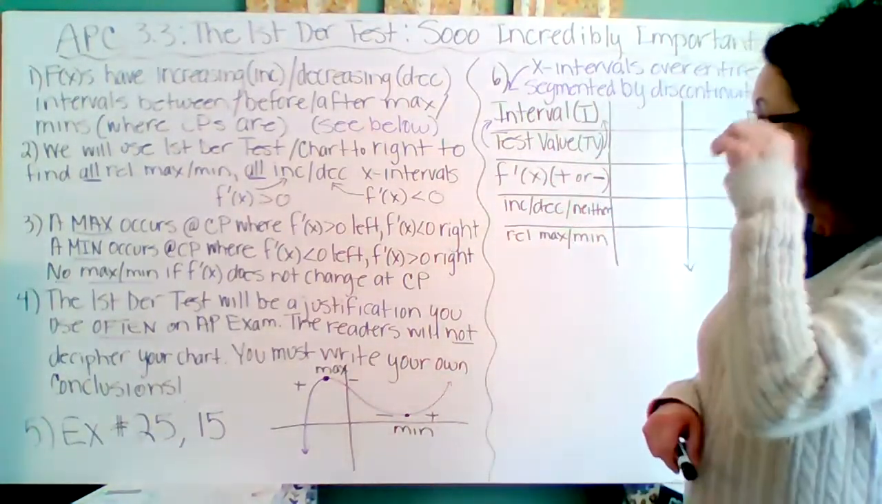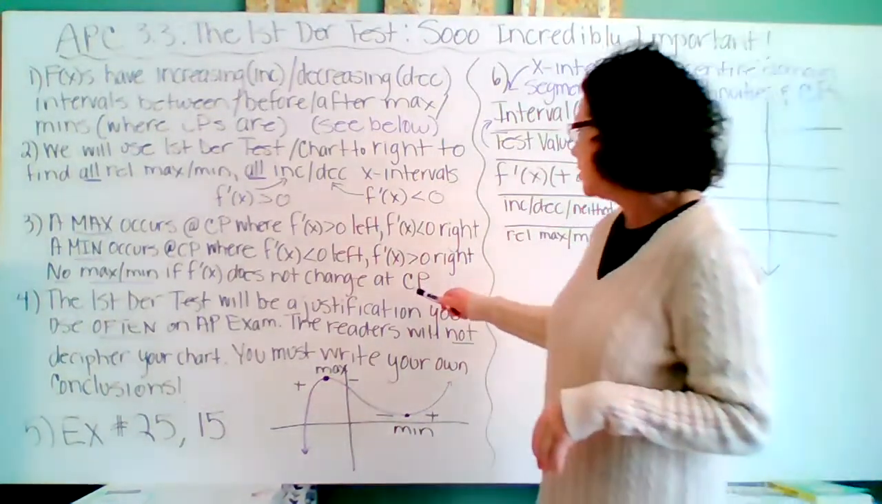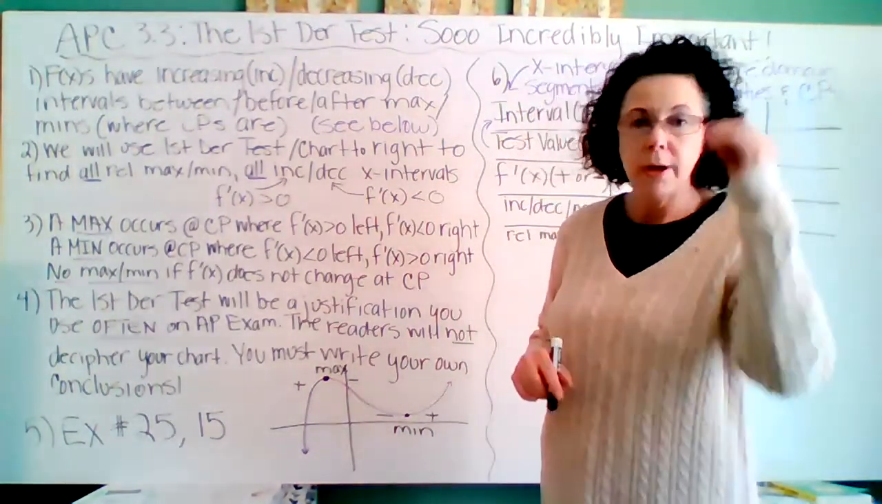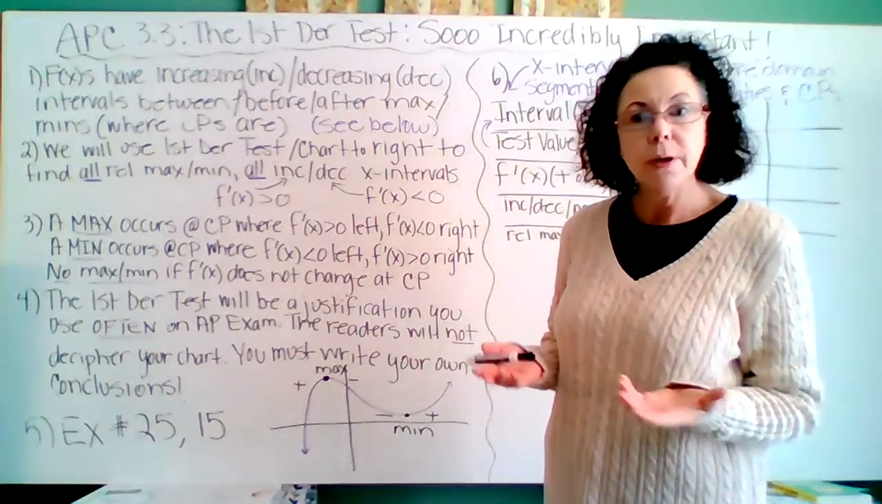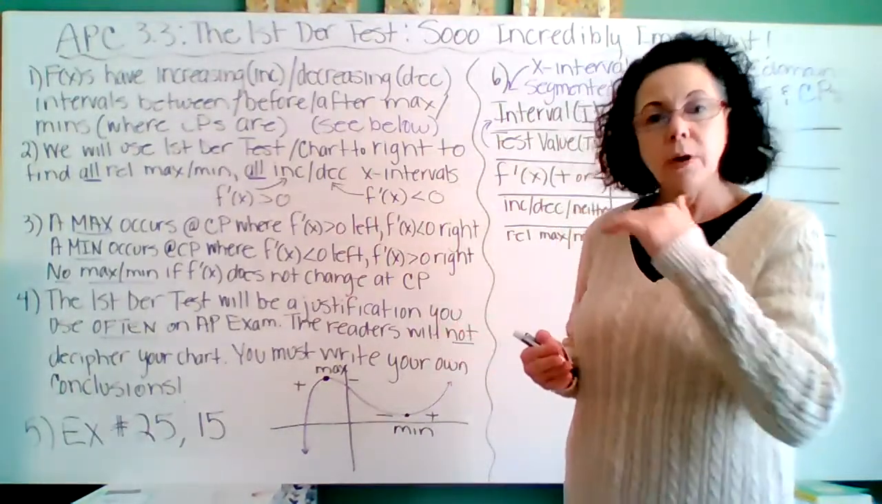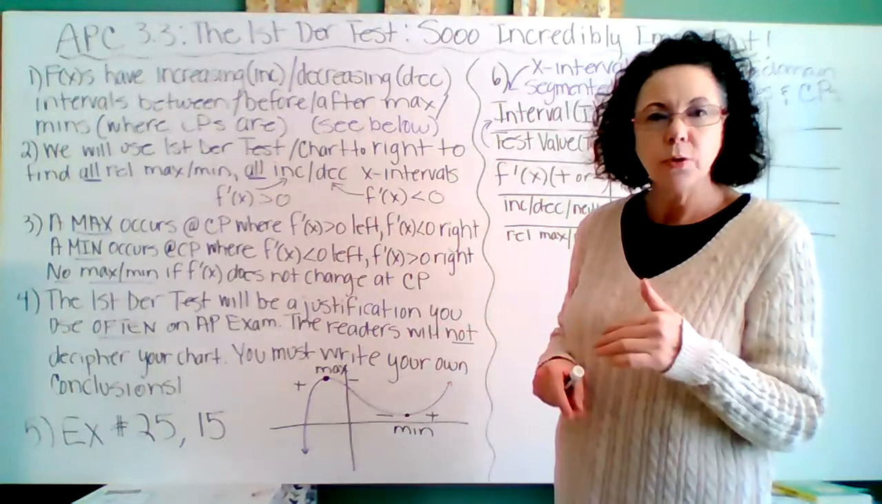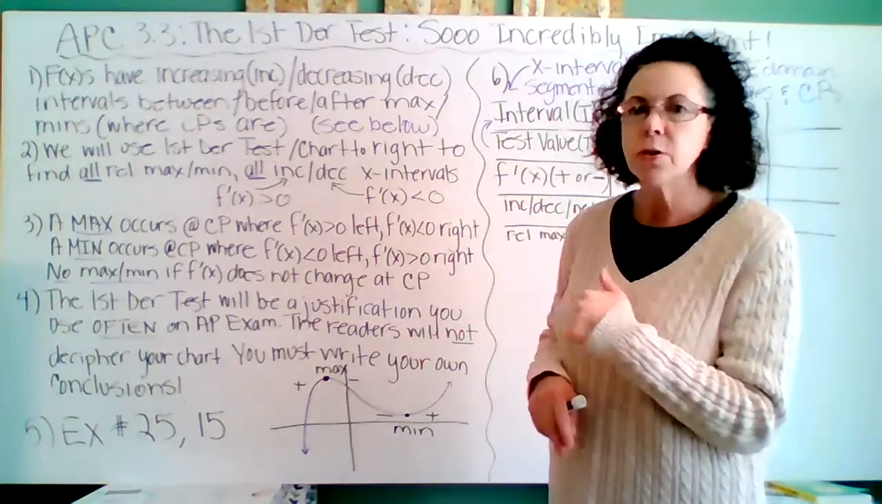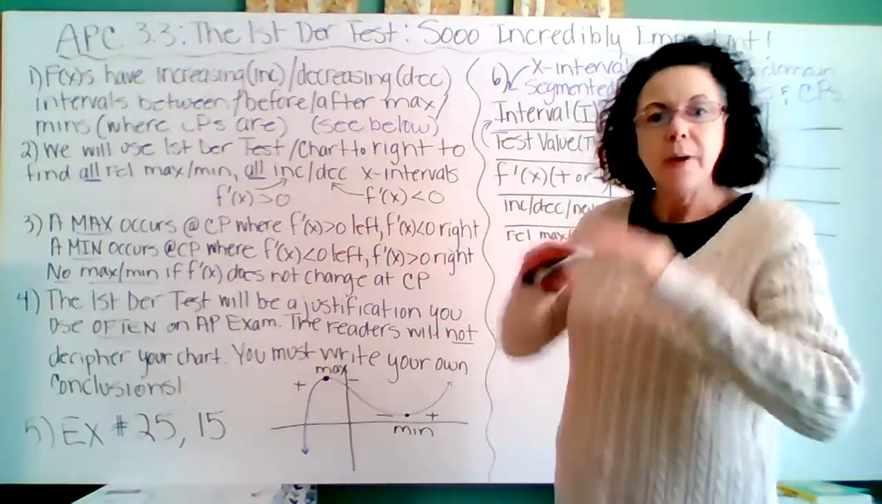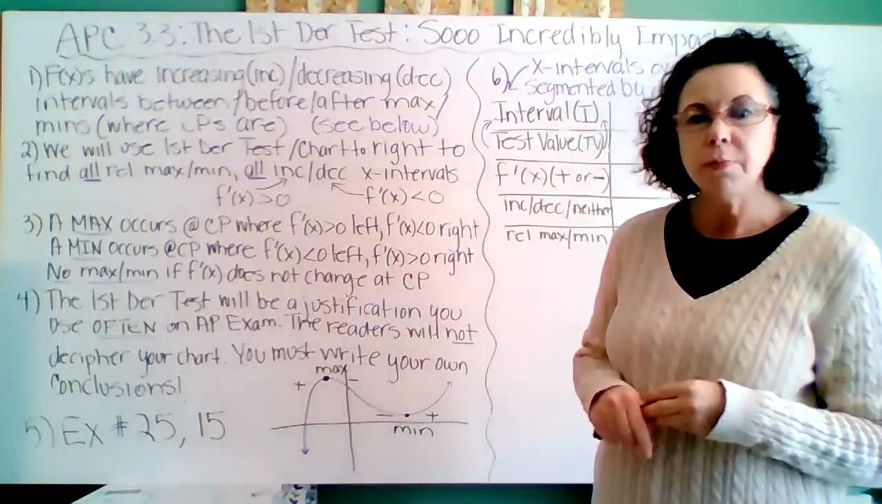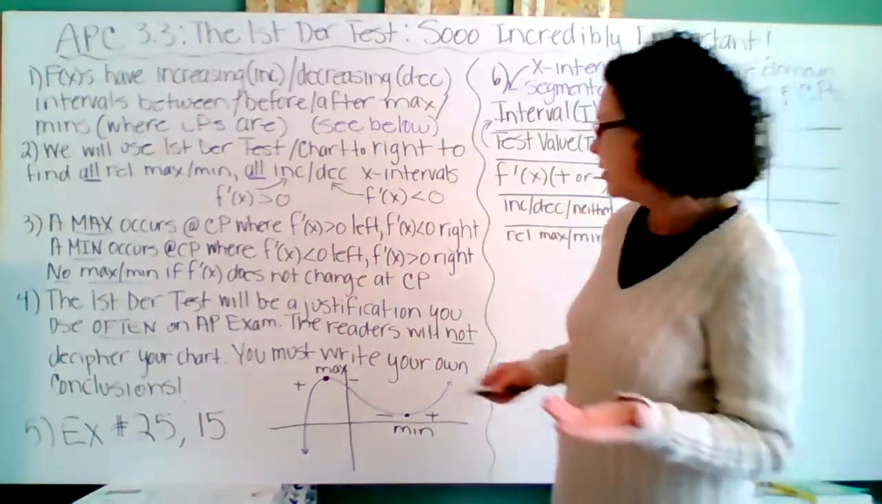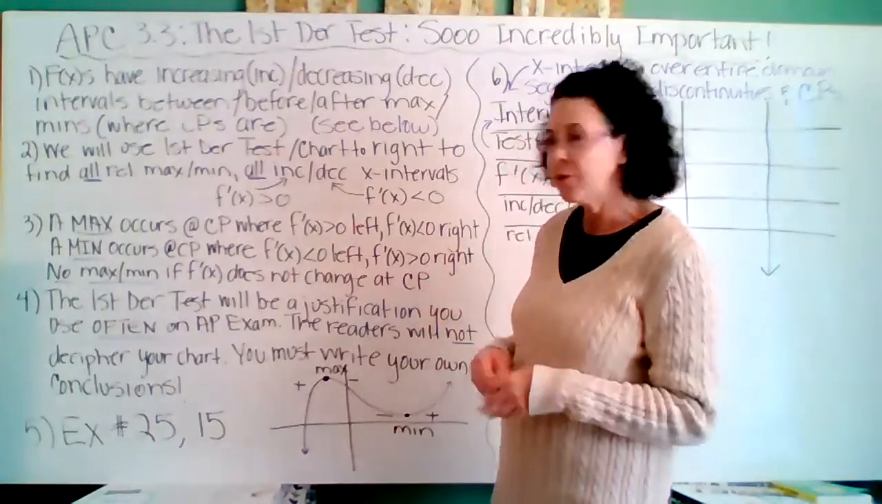There is no maximum or minimum if the derivative does not change at a critical point, right? That would happen on the cubic x cubed function where x equals 0. There is a critical point there, but that function is always increasing. No matter where you draw a tangent line, the slope will be positive, and so the derivative doesn't change sign.